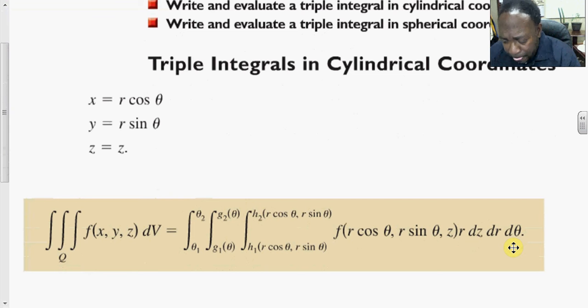Now the order can be reversed in whatever way is to your advantage. So it could be dr, dz, d theta, or dz, d theta, dr, or d theta, dr, dz. So those are a few of the combinations you can use in terms of reordering the order of integration.